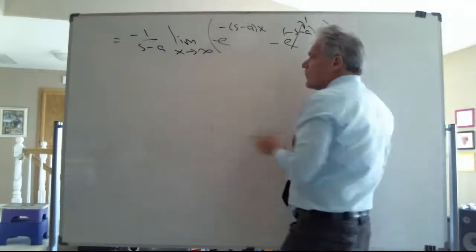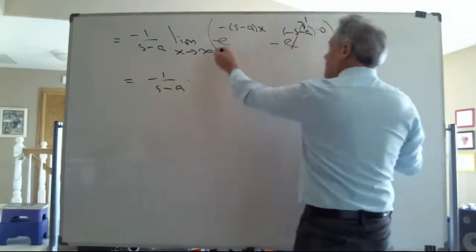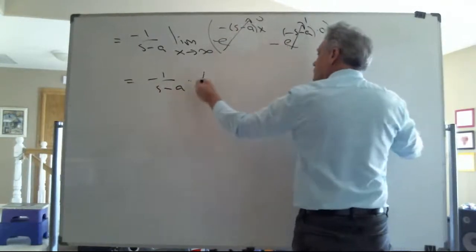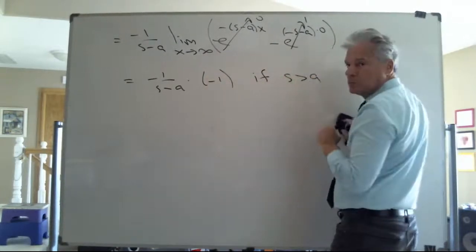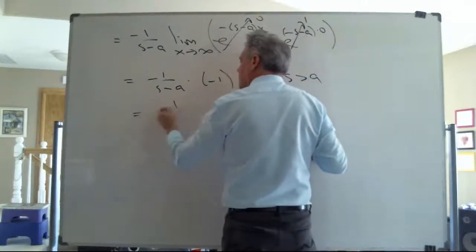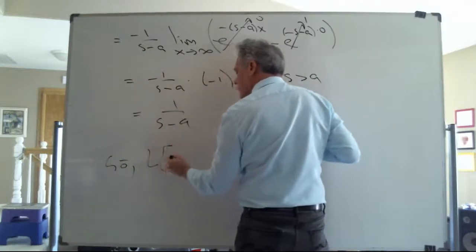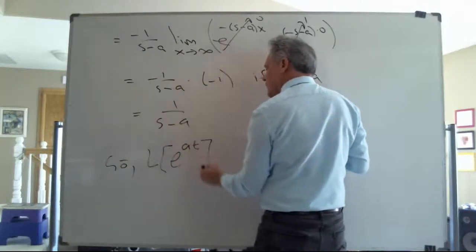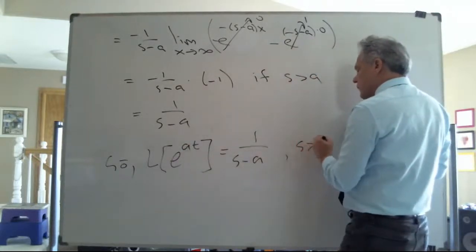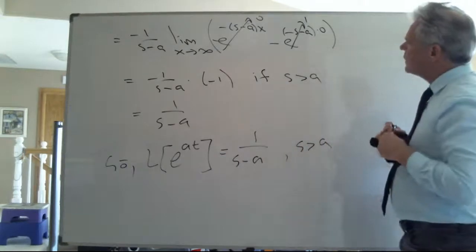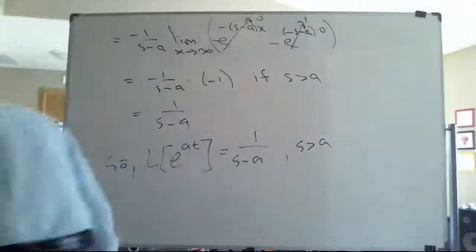That being said, I'm left with negative 1 over s minus a times, if this thing goes to 0, a negative 1. But that thing's only going to go to 0 if s is strictly bigger than a. That being the case, what I just found is the following: the Laplace transform of this exponential beast right here is nothing more than 1 over s minus a, given that s is strictly bigger than a. Jeepers, that wasn't very challenging, was it? So maybe I'll slip in a bit of challenge to my next Laplace transform.